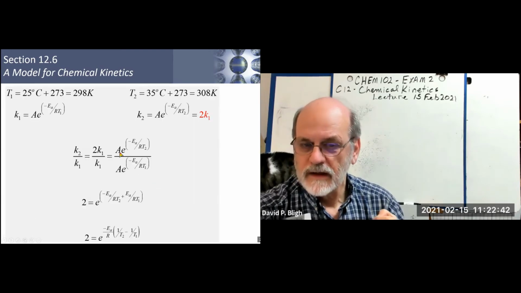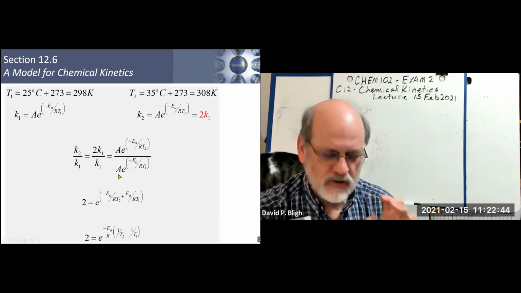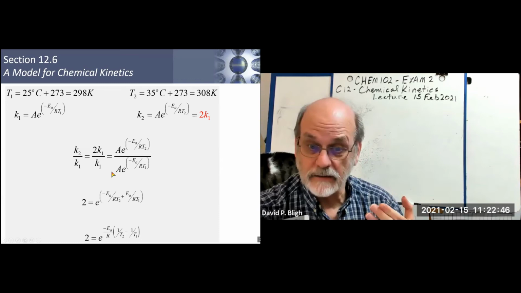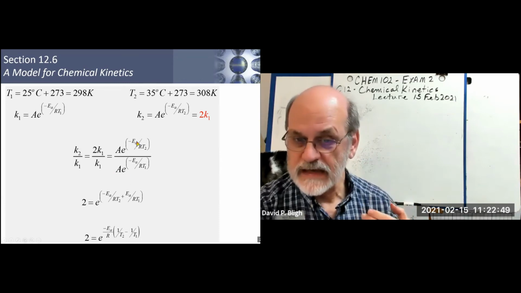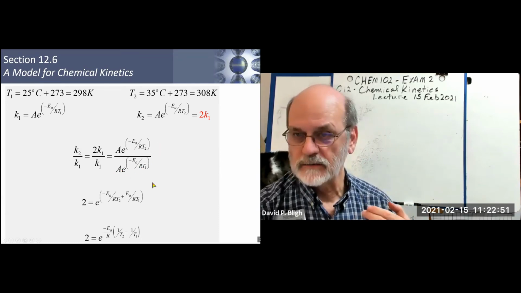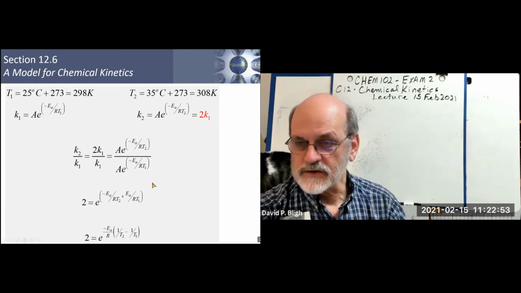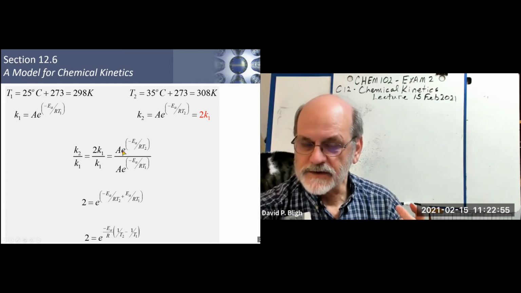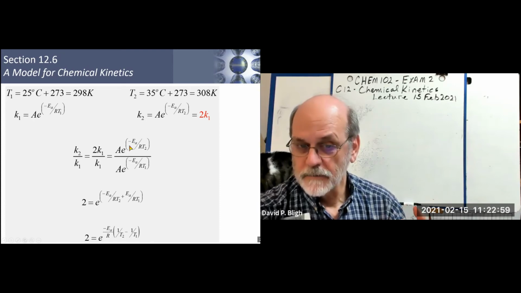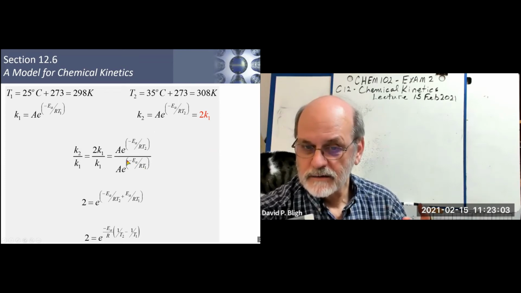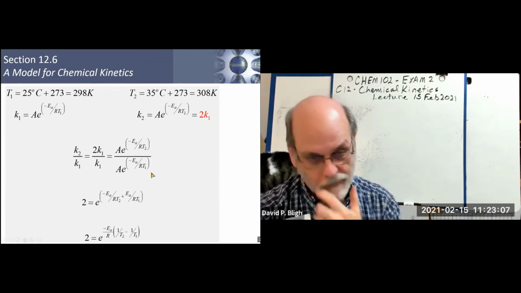Whoops, sorry. These K's cancel out. These constant A's cancel out. Now you're left with E of this term divided by E of that term. Well, as it turns out, if you've got the same base to different powers, then to combine them, you subtract the denominator power from the numerator power.